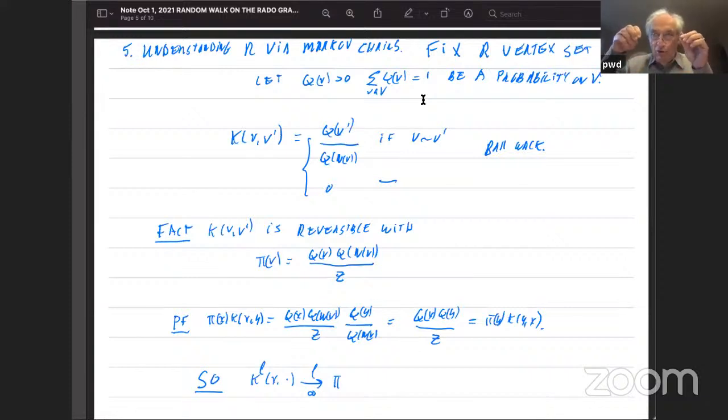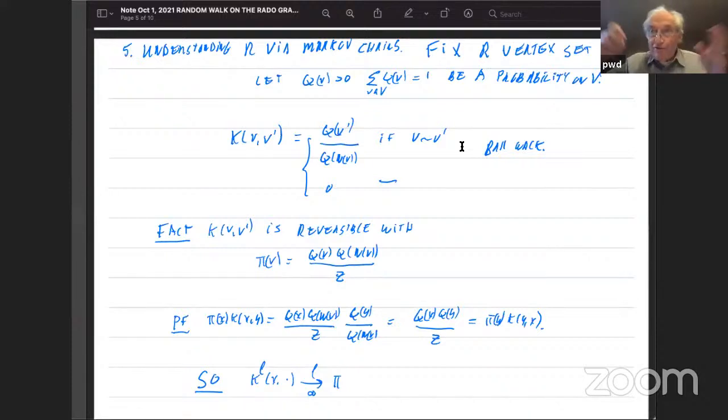And here's my random walk. I'm at a vertex V in my graph, and I look at all the neighbors of V, and I pick one of them with probability proportional to Q. I can't think of anything simpler to do. That gets you a way of marching around in the graph. So let's write that down. The transition probability, the chance of going from V to V prime, is Q of V prime, since you have to pick V prime, divided by the normalizing constant, the mass of all the neighbors of where you started. And it's zero, of course, if V and V prime aren't connected.